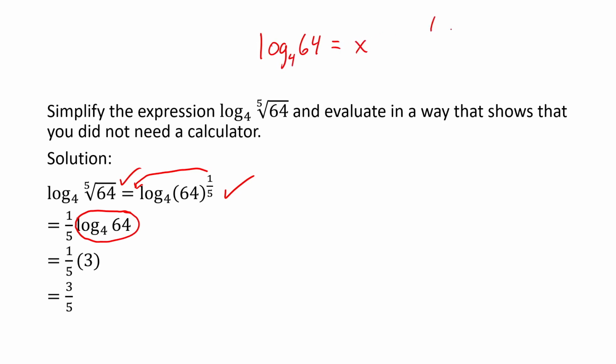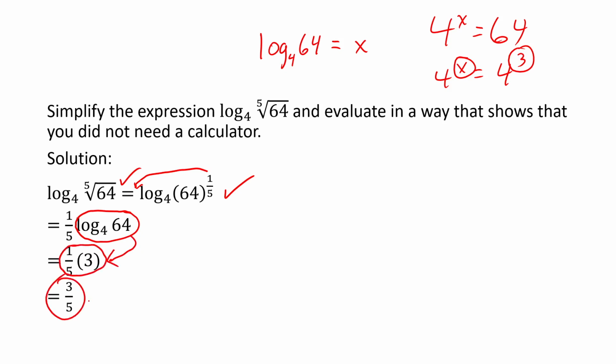if I let it equal x, that means 4 to the x is equal to 64, which means 4 to the x is equal to 4 cubed, which means x is equal to 3. So I realize the log base 4 of 64 is just 3, and so my answer is 1/5 times 3, which is 3/5. Able to do it without a calculator.